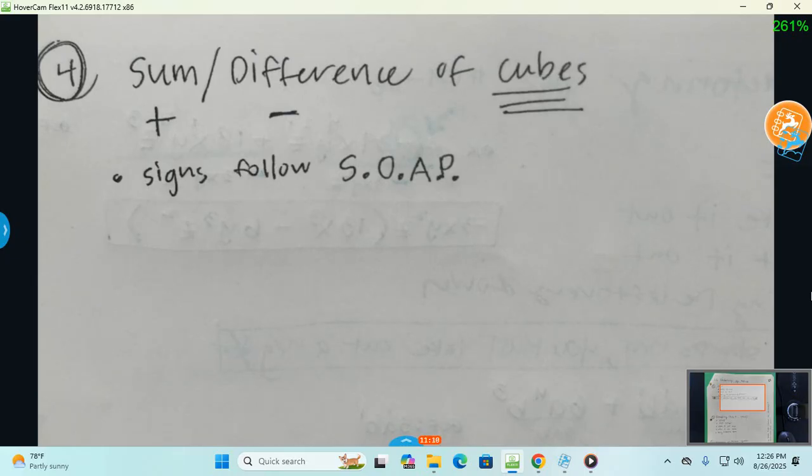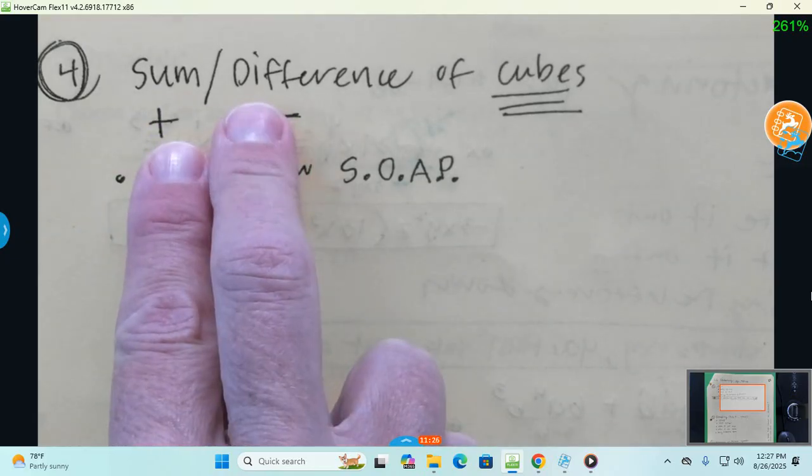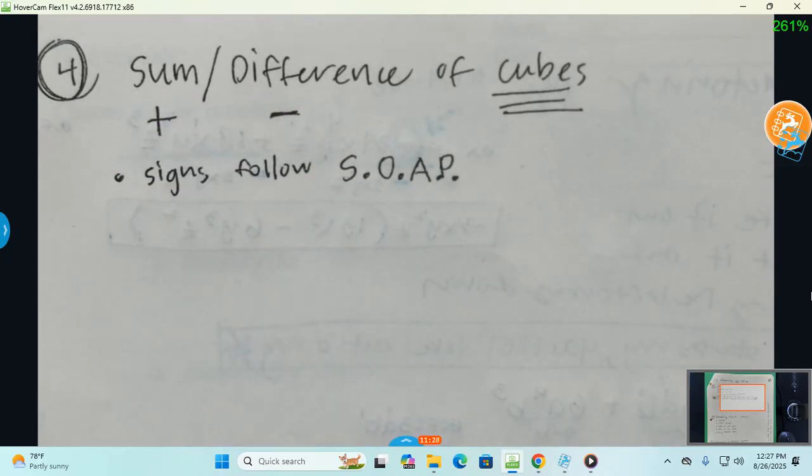Number 4, sum and difference of cubes. Now, this is extremely confusing. Back to Nathan's question in the beginning, how do you know what you do when you do it? This is confusing because it feels a lot like the breakup story sometimes. But this works for sum or difference. The key thing here is that they have to be cubes.